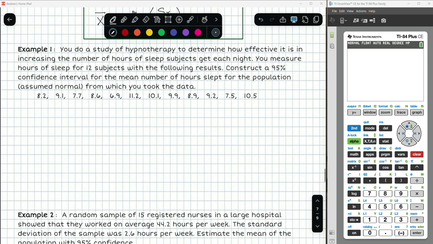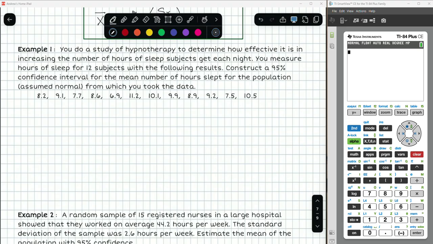So it says, you do a study of hypnotherapy to determine how effective it is in increasing the number of hours of sleep subjects get each night. You measure hours of sleep for 12 subjects with the following results. Construct a 95% confidence interval for the mean number of hours slept for the population, assumed normal, from which you took the data.